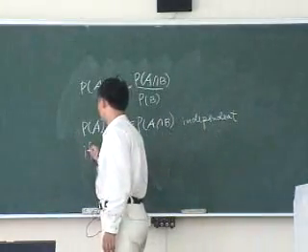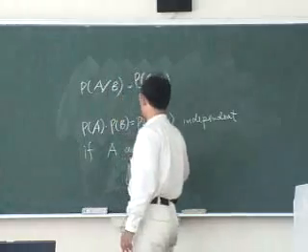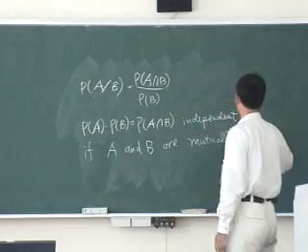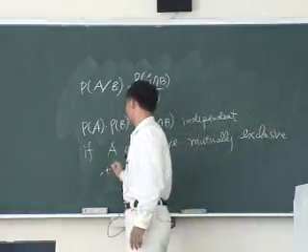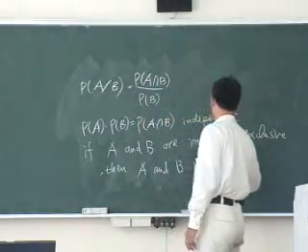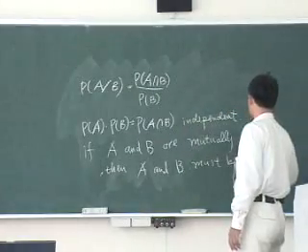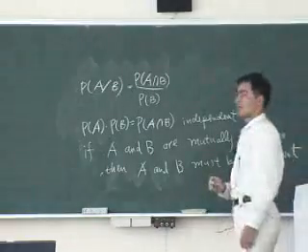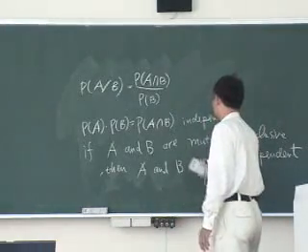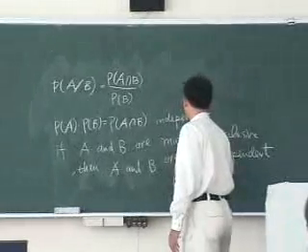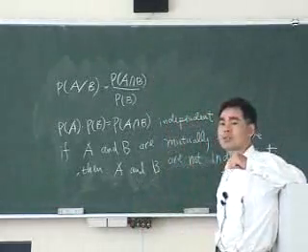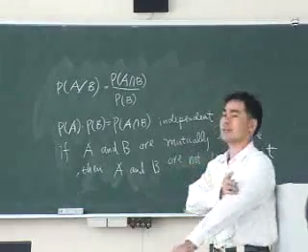So if A and B are mutually exclusive, then A and B must be dependent. Dependent means they are not independent, okay? So let me use this. If A and B are mutually exclusive, then A and B are not independent.